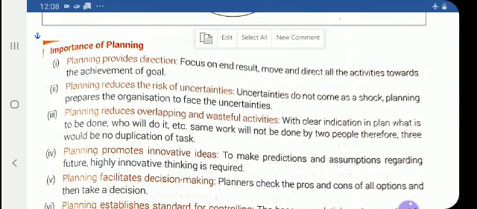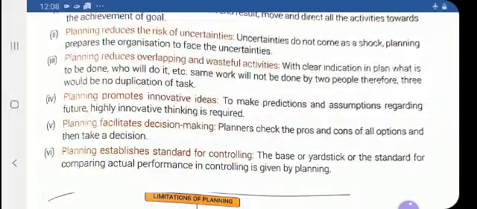So next is planning facilitates decision making, in that planners check the pros and cons of all options and take a decision, as planning helps the manager to take various decisions. As in planning, goals are set in advance and predictions are made for the future. So these predictions and goals help the manager to take fast decisions. As we have already discussed, it facilitates the decision making process.